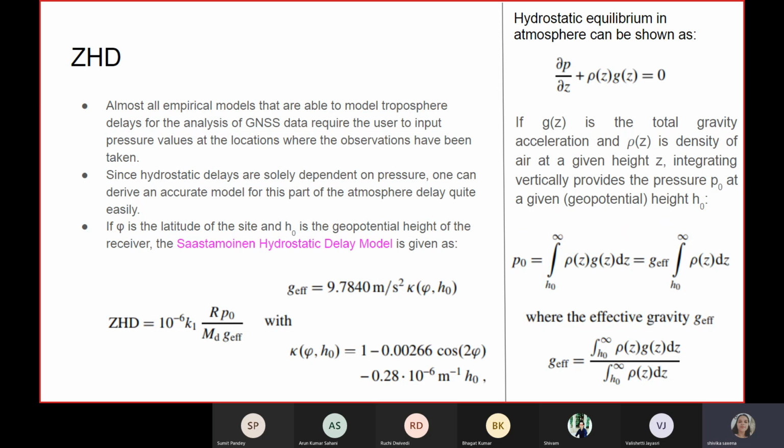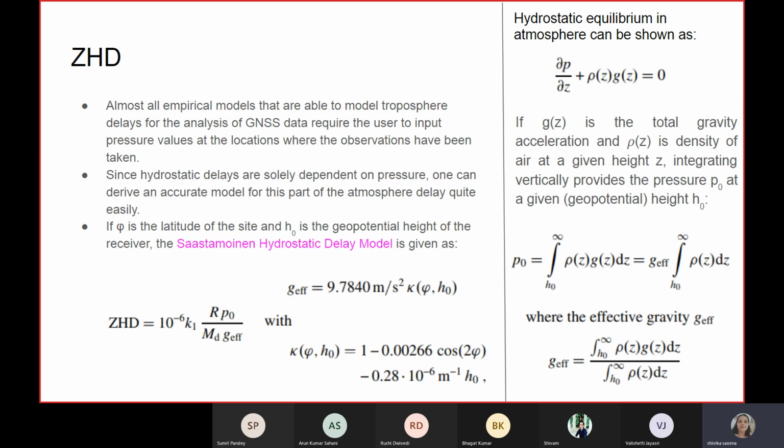What is zenith hydrostatic delay? We will see a little bit in detail. ZHD. Zenith delay is the delay in the vertically up direction where the observer is standing. Almost all empirical models that are able to model tropospheric delays for the analysis of GNSS data require the user to input pressure values at the locations where the observations have been taken. Meaning we need only pressure values in order to model the hydrostatic delay portion, or the dry delay portion. I'll repeat, we have two portions of total refractivity, wet refractivity and dry refractivity. The refractivity is contained in the delay equation, hence we have two types of delay.